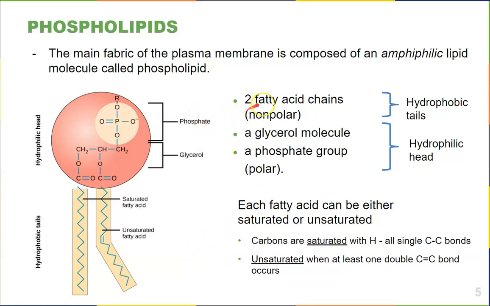So, just to recap, a phospholipid has two fatty acid tails. Those fatty acid tails can be saturated with hydrogens, like this one, or unsaturated, like this one, and typically there is a double bond somewhere that makes a kink. There is also that glycerol molecule here in the center, and then that phosphate group up here in the head region. Okay. So phospholipids, again, are the major component of the plasma membrane.